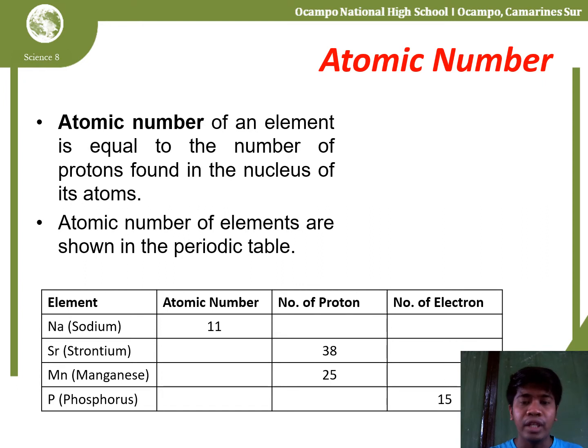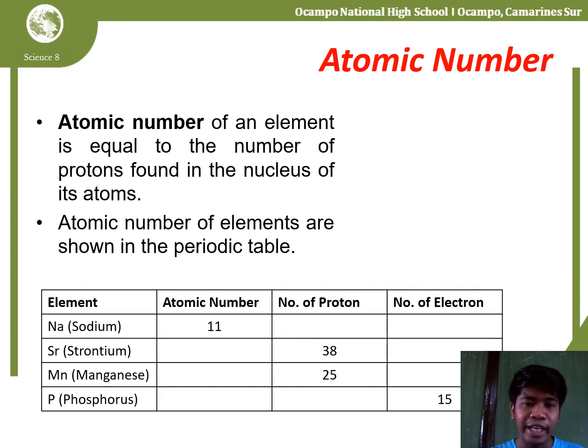Strontium naman. We have here, the given is the number of proton. So, alam natin na ito ay equal at ito ay equal. Okay, so, number of proton of strontium is 38. So, therefore, ilan yung atomic number niya? Also 38. Ilan yung number of electron niya? Also 38. Very good. Okay.